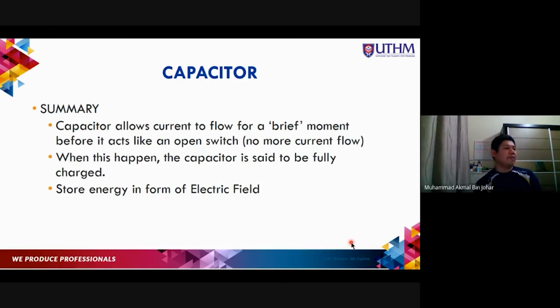So, in summary, the capacitor allows current to flow for a brief moment before it acts like an open switch, in which no more current flows. When this happens, the capacitor is said to be fully charged, and the stored energy is in the form of an electric field. So in a capacitor you will always have an electric field stored. That is the stored energy, and that is how a capacitor stores energy.